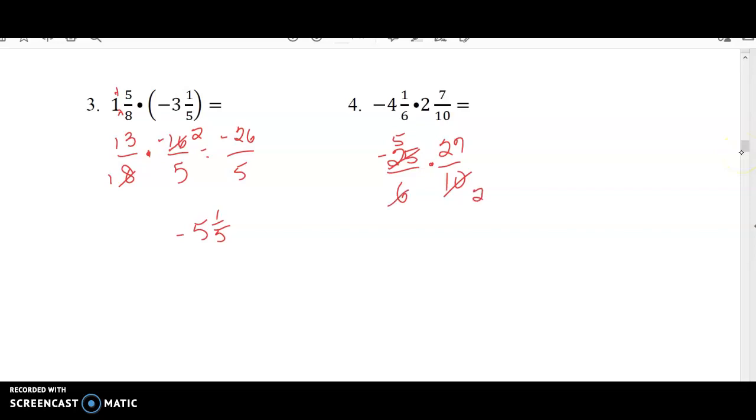Now when I look this way, 6 and 27, I see a factor of 3. That can go into both of those. So 6 divided by 3 is 2. 27 divided by 3 is 9.